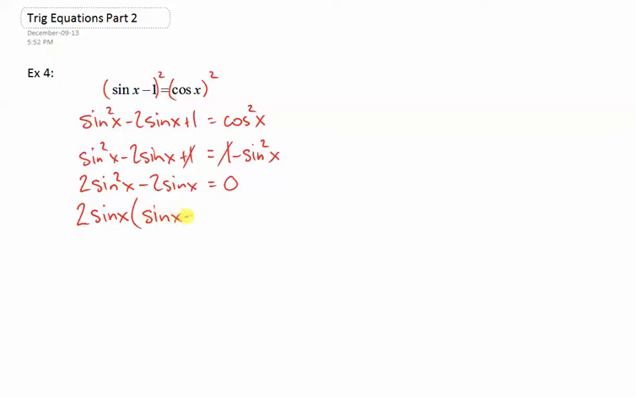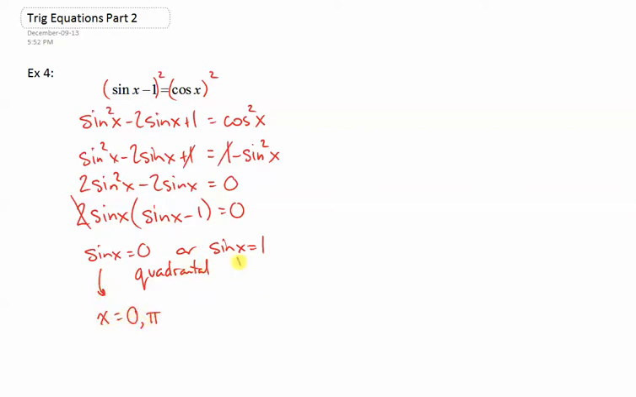The remainder is sine x minus 1. This 2 has no bearing on the solutions. If I divide the equation by 2, it will cancel. So my roots involve sine x equaling 0 or sine x equaling 1. These are quadrantal angles. Sine x is 0 when x is 0 or pi. Sine x is 1 when x equals pi by 2 only, not 3 pi by 2. That would be negative 1.